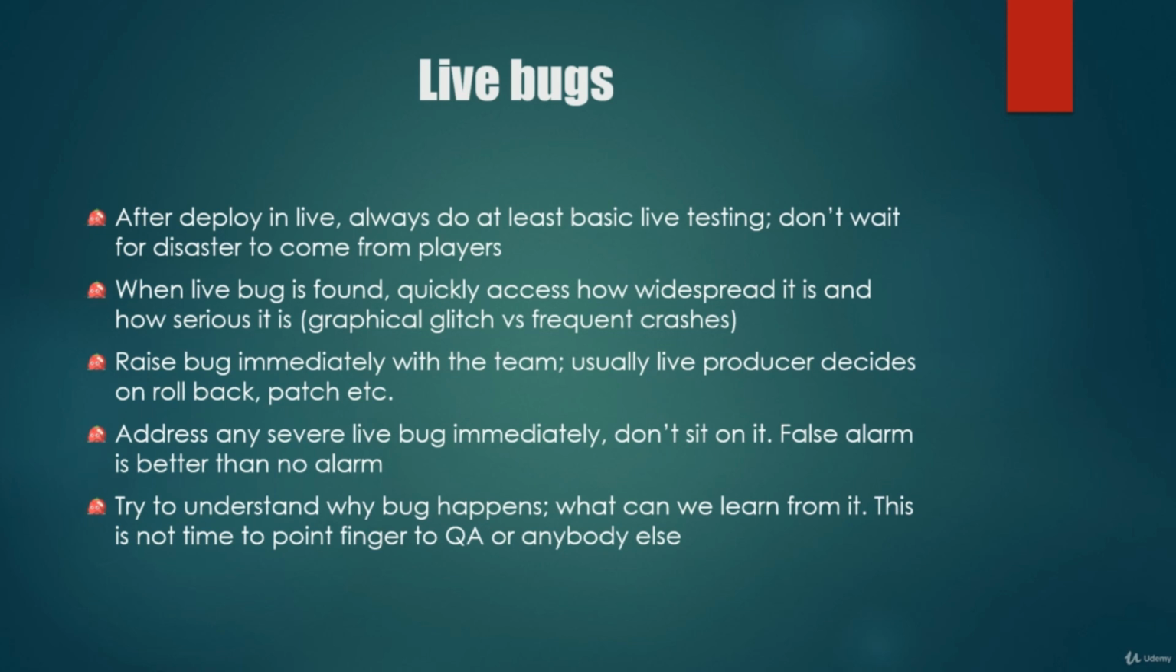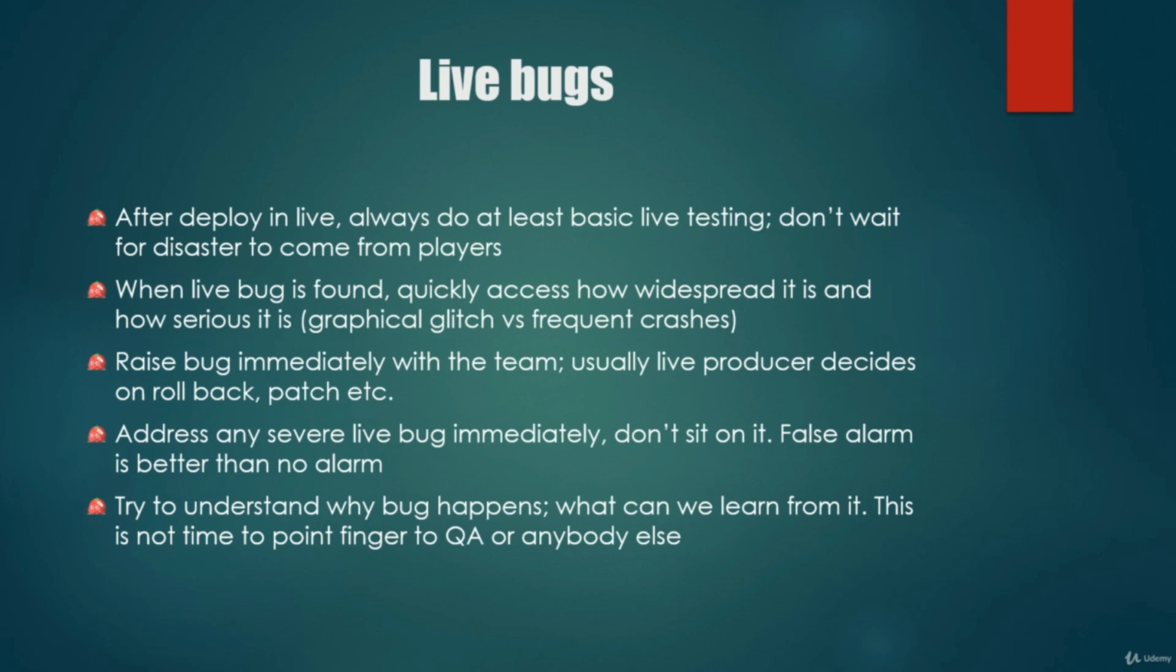When the live bug is found, so when you find it, assess first how widespread it is and how serious it is, because sometimes it might just happen on a very limited number of devices, or it can be in a very specific part of the game. And as I said, it's a bit different if you have a graphical glitch or if your game is constantly crashing, or if it happens when you reach level 3. These bugs would have a different effect.